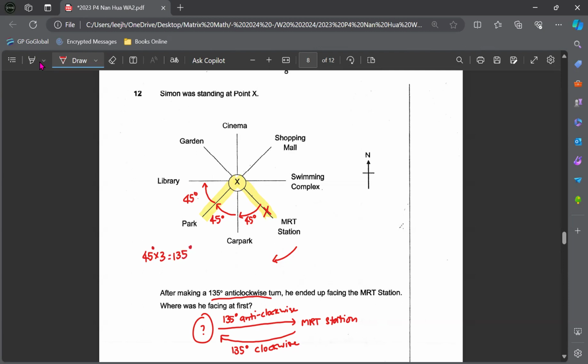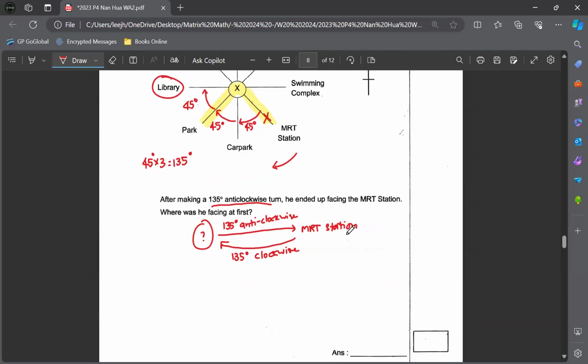So that means where will he be facing? He's actually facing the library at first. So I write the answer library. Library. Okay.